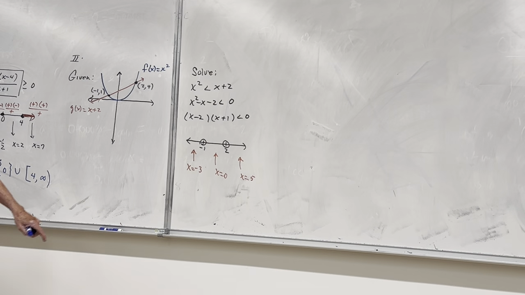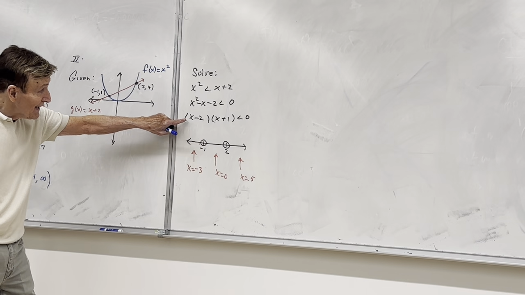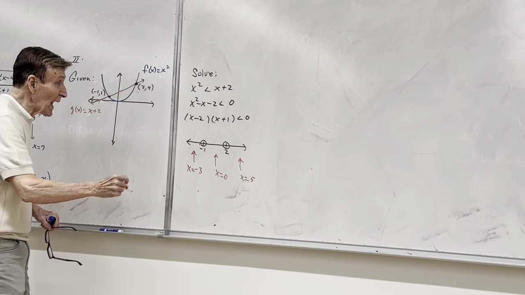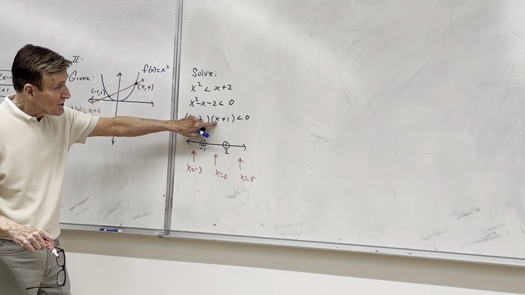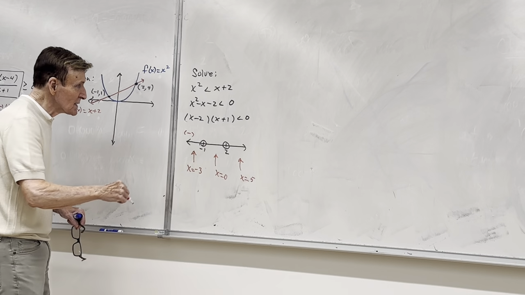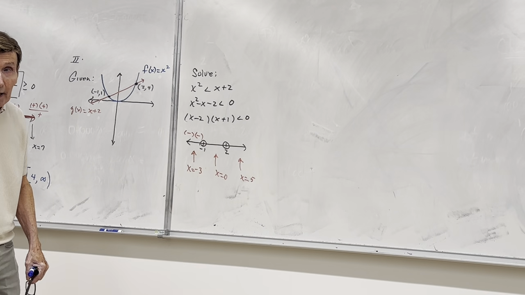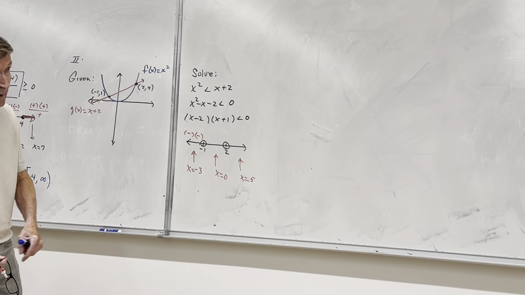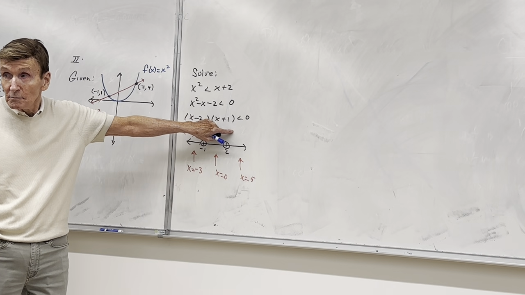Now help me out. You saw what I've done before. I'm going to replace these x's by negative 3. Negative 3 subtract 2 is a negative 5. I'm just concerned about the sign. Second factor, negative 3 plus 1 is a negative 2. And a negative times a negative gives me a positive. Is that what I'm looking for? No. Nope. Can't use it.